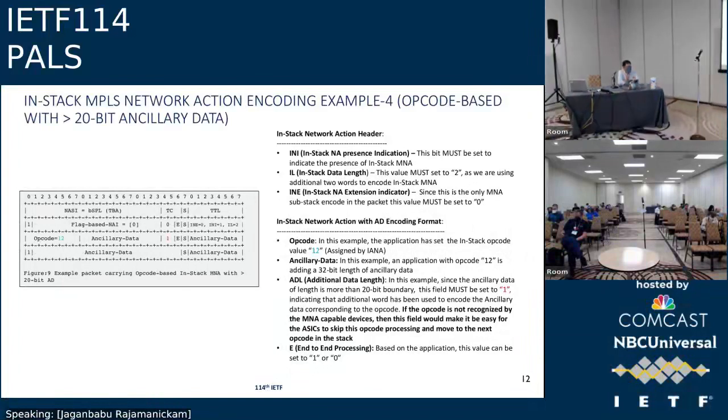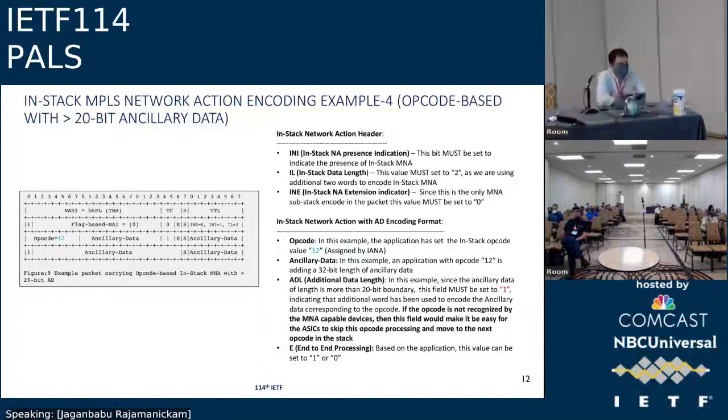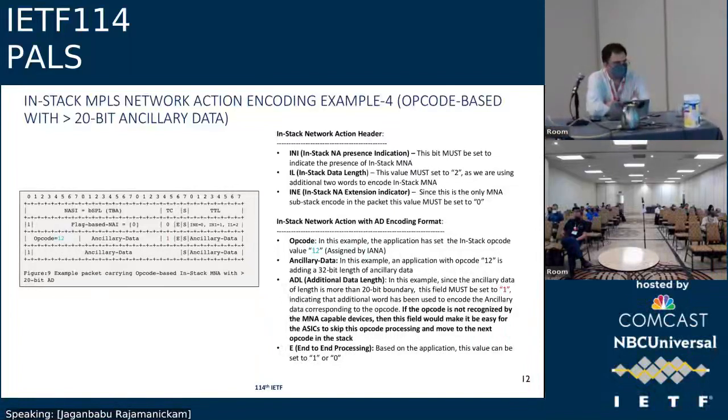The fourth example is the case where the network action needs data, but it needs more than 20 bits of data to be encoded. Since it needs more than 20 bits, we need to spill into the next word. So the ADL, the additional data length value, will be set to 1. This will indicate to the hardware that the opcode 12 corresponding information is lying in the next word as well. So it can take those buffers and process them correspondingly. This gives more flexibility in the ASIC to process it in an easy manner.